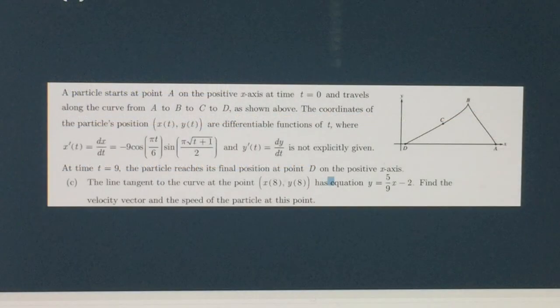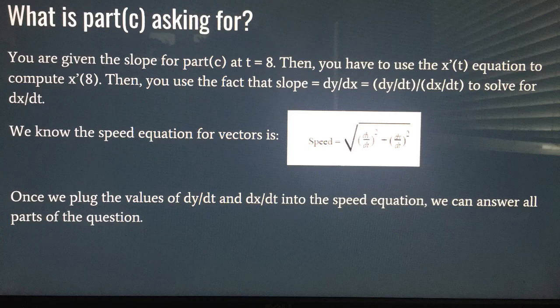Part C asks us, there is a line tangent to the curve at the point x of 8, y of 8, and has the equation y equals 5/9 x minus 2. We have to find the velocity vector and the speed of the particle at that point. You're given the slope for part C at t equals 8. Then, you have to use the x prime of t equation to compute x prime of 8. Then, you use the fact that the slope equals dy over dx, which equals dy over dt divided by dx over dt, to solve for dy dt.